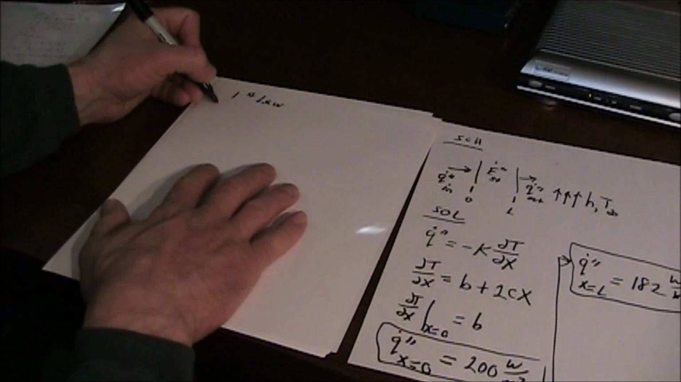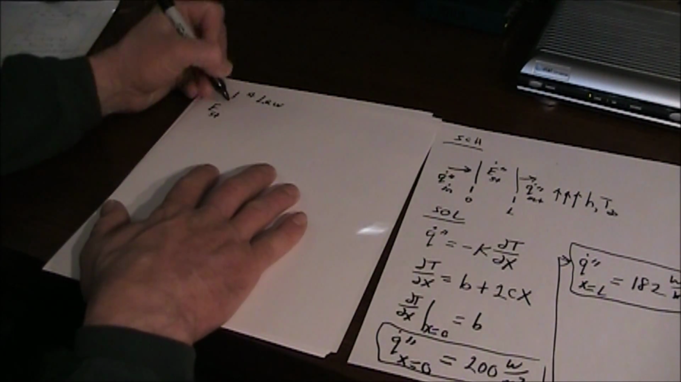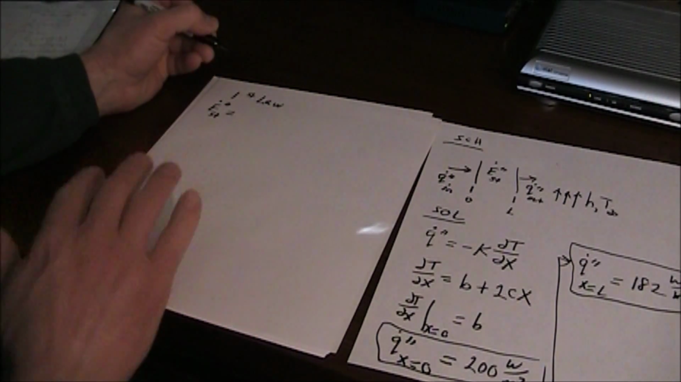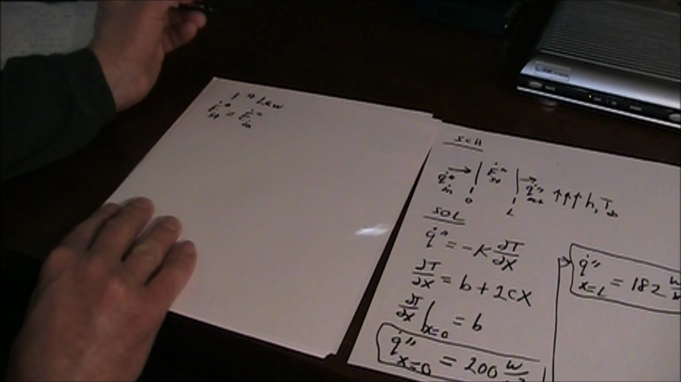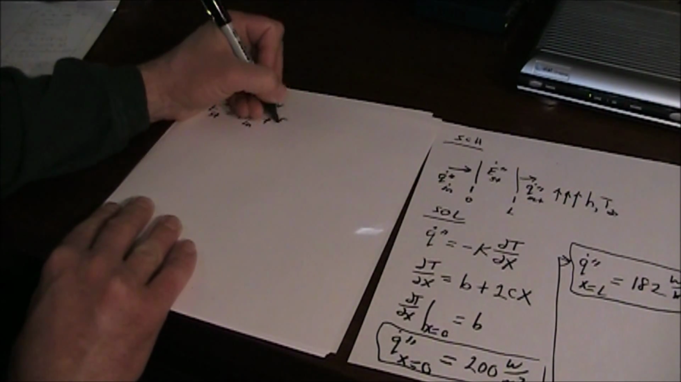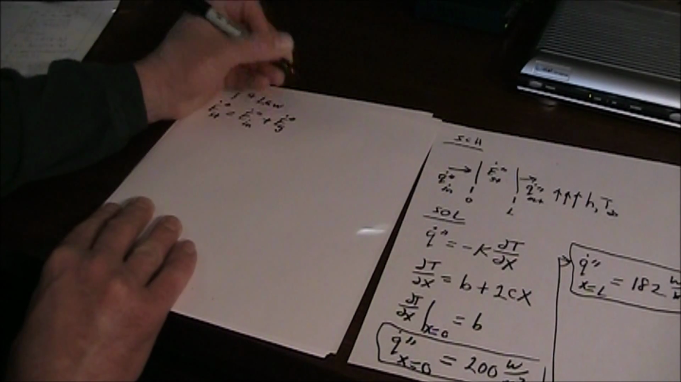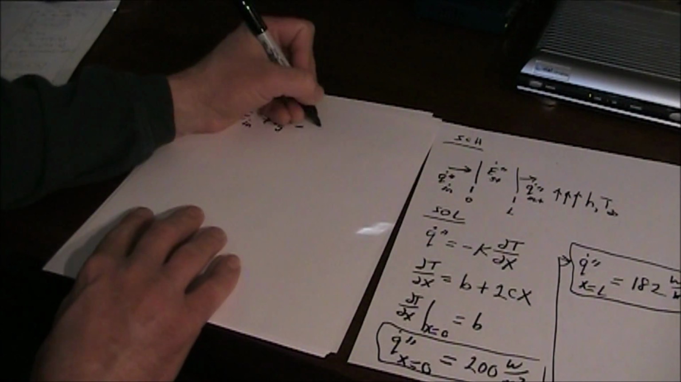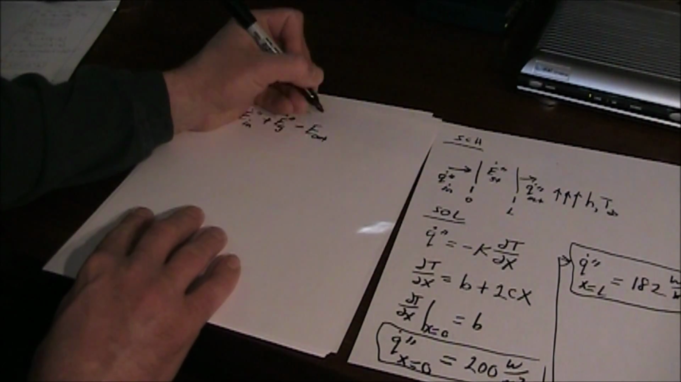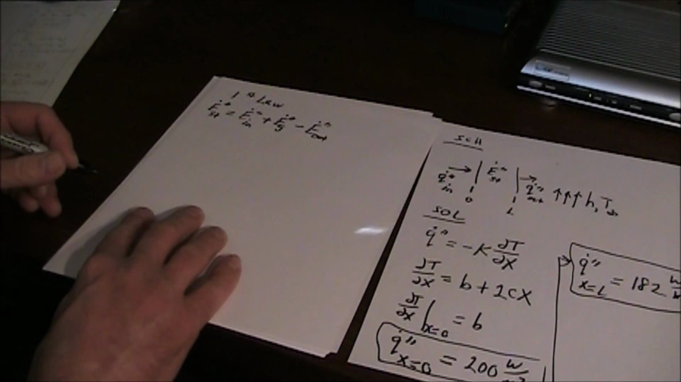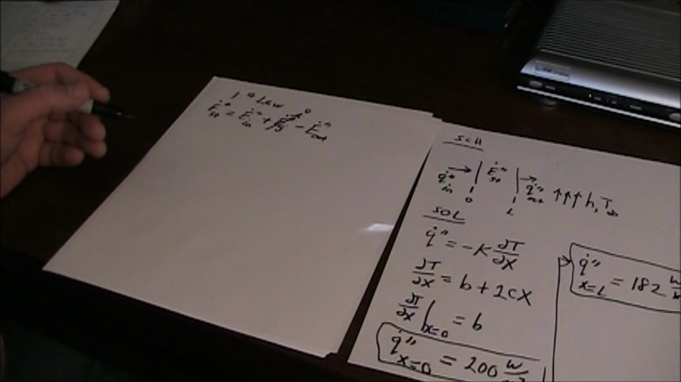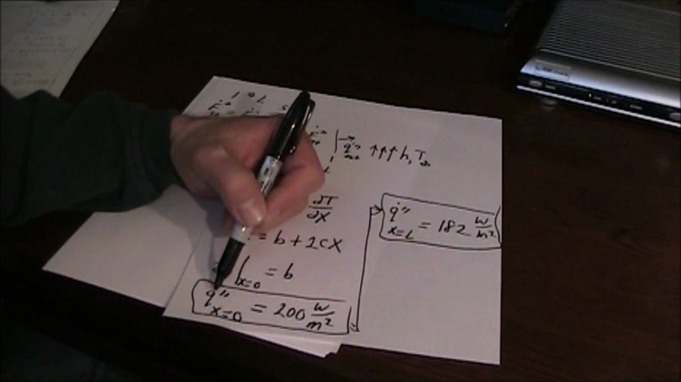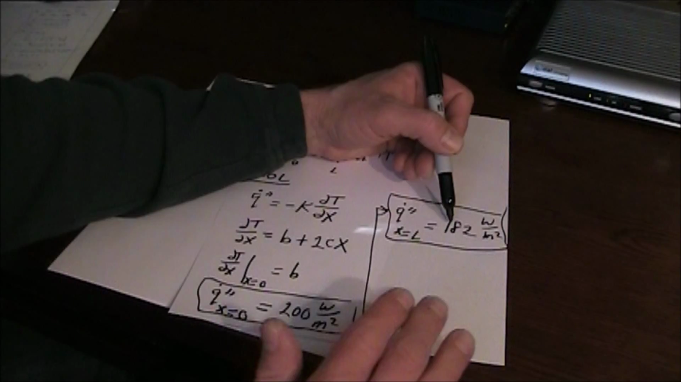Energy stored, let's say dot double prime, is equal to energy in dot double prime plus the energy generated dot double prime minus the energy out. Okay, and here again there is no energy generated, that was given. We've already shown what the energy in is. It's 200. The energy out is 182.